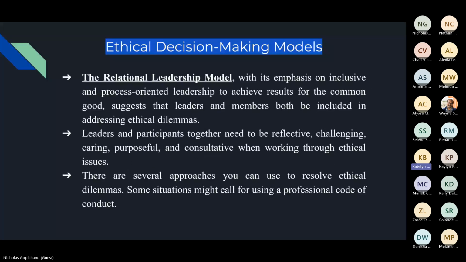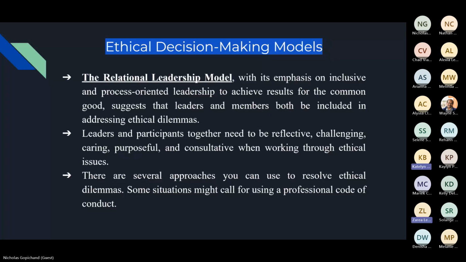Ethical decision making models. The relational leadership model is the emphasis on inclusive and process oriented leadership to achieve results for the common good. This model suggests that leaders and members both be included in addressing ethical dilemmas. Leaders and participants together need to be reflective, challenging, caring, purposeful, and consultative when working through ethical issues.